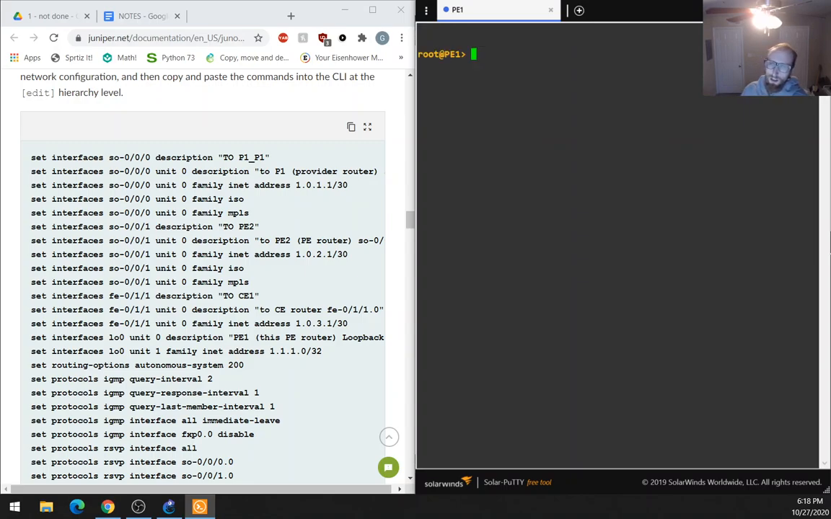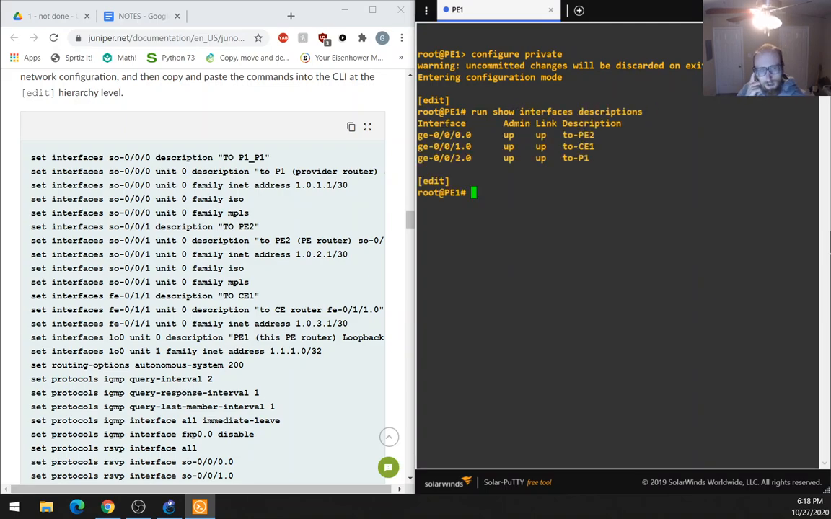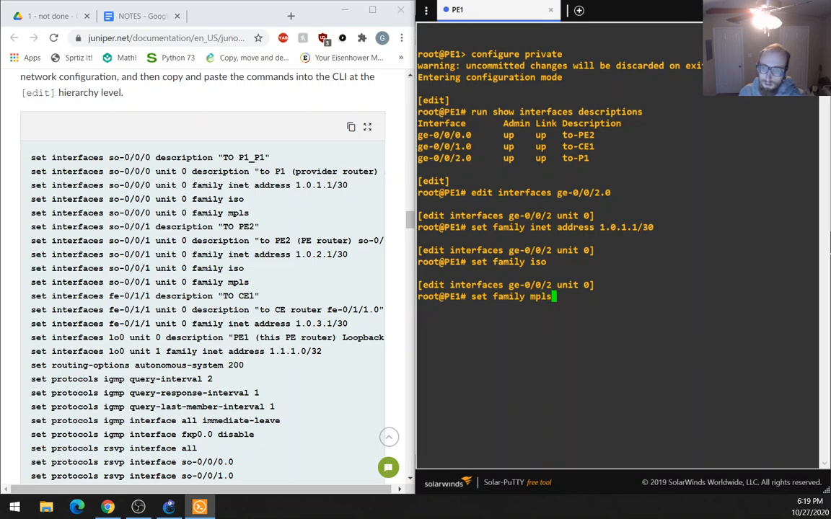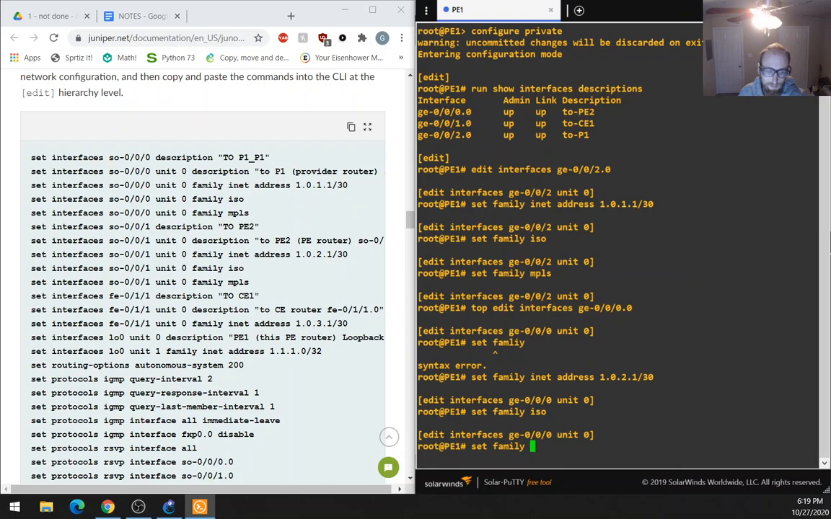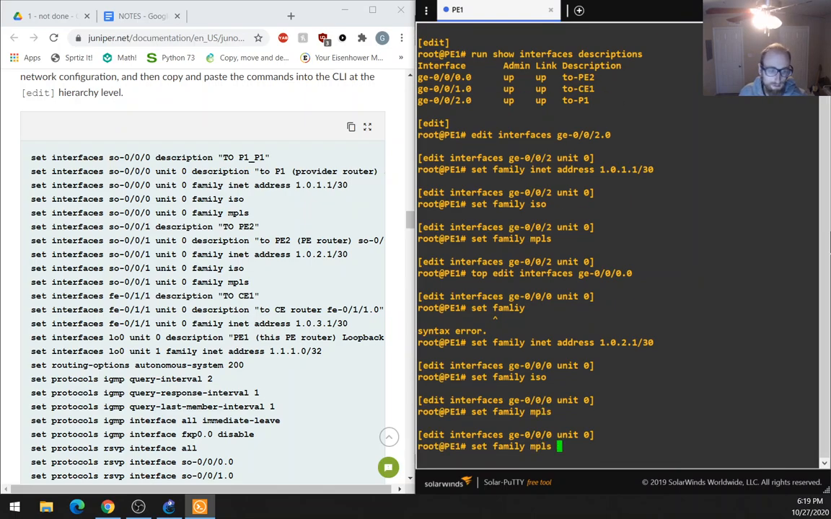Hopefully it makes sense. It looks like they're using ISIS for their IGP. Looks good to me. So now here's where those descriptions are really valuable, because this is the one to P1, so we know it's going to be G002. Okay, so we got one more left.